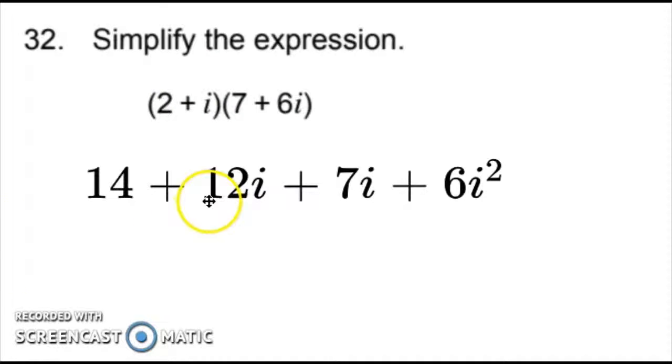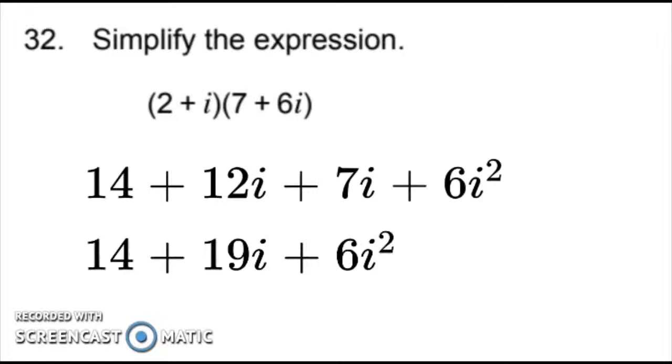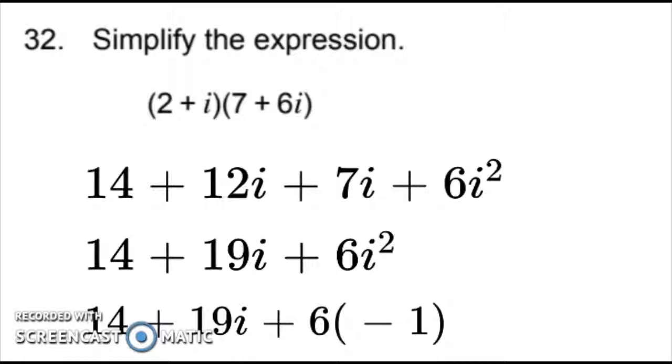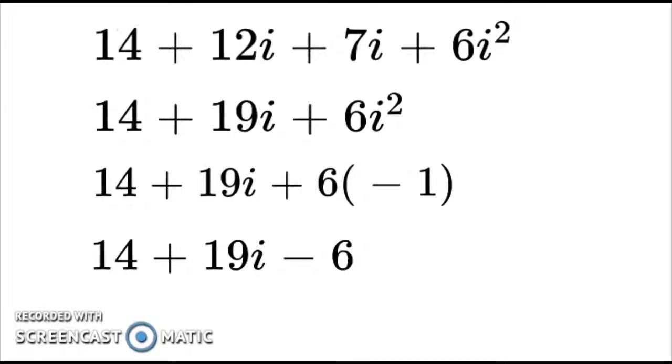Now I combine my like terms. 12i and 7i is 19i. And i squared, we're told from the rules that i squared equals negative 1. So replace the i squared with negative 1. So that makes 6 negative, so negative 6. So then 14 minus 6 will be 8. So 8 plus 19i will be my answer for number 32.